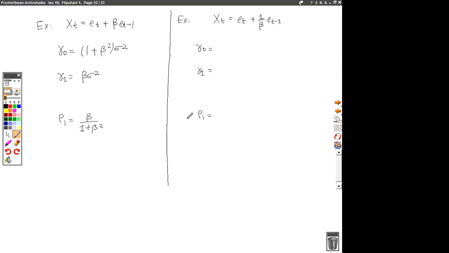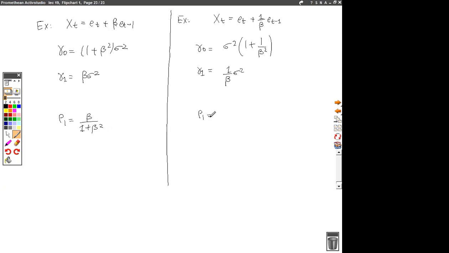So what will be my gamma 0 for this case? Anyone? Sigma squared plus 1 by beta squared sigma squared. Yeah, and I can write it with sigma squared taken out as common. You don't even have to solve this again. You just have to realize that instead of beta, I have 1 upon beta here. So instead of beta everywhere, I can just write 1 upon beta, and that will be your answer.